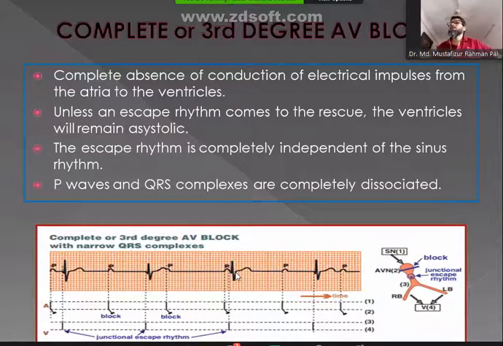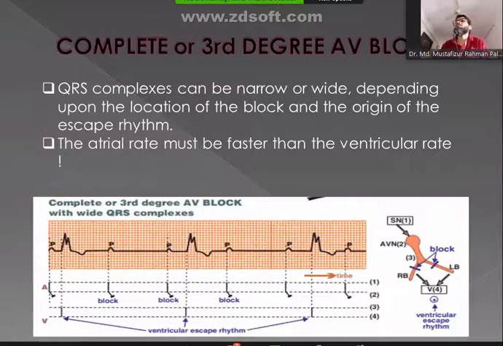It will be narrow, the escape rhythm from where it is blocked. We will identify the escape rhythm. If the escape rhythm is narrow, it will be from the junction, from the upper side, and the rate will be higher. And if it is wide, we will assume that the block is possibly in the distal part, and the rate will be low. So these are the features of complete heart block.